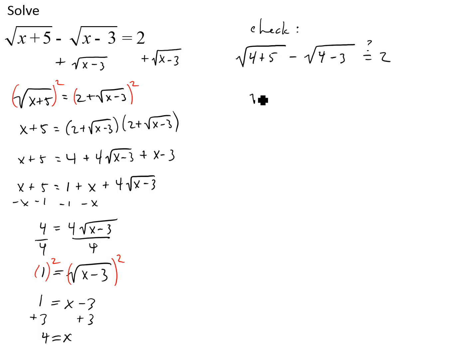So 4 plus 5 is 9. 4 minus 3 is 1. Square root of 9 is 3. Square root of 1 is 1. And 3 minus 1 is 2. So this is a true statement, which means our solution is x equals 4.